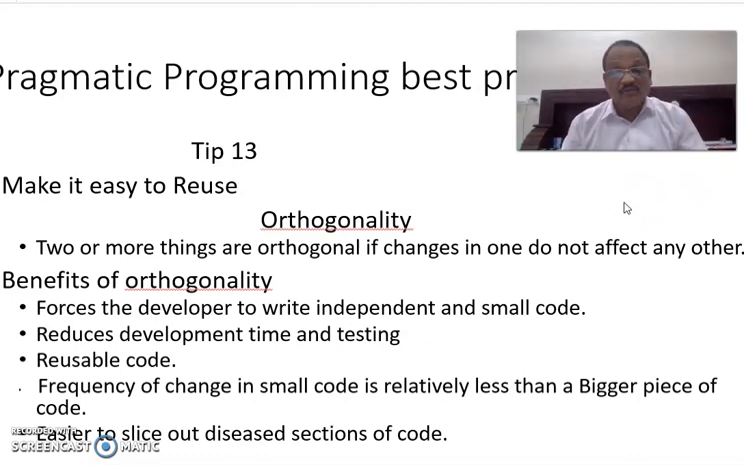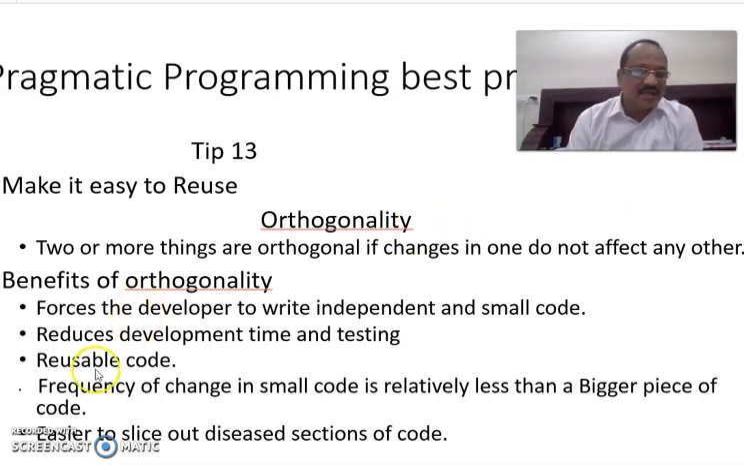What are the benefits of orthogonality? It forces the developer to write independent and small code. It reduces development time and testing because you are writing small, reusable code. The frequency of change in small code is relatively less than in a bigger piece of code, which is difficult to change. It is also easier to slice out a diseased section of code. These are the benefits of orthogonality.